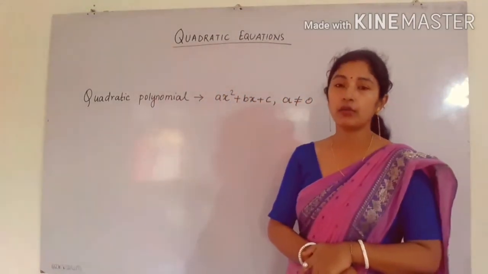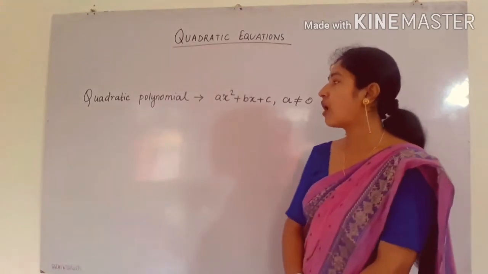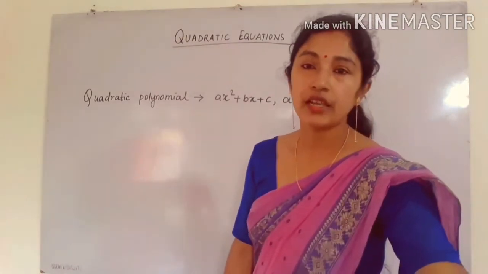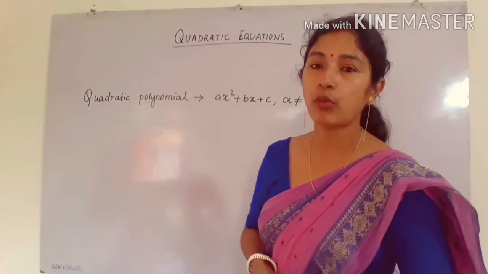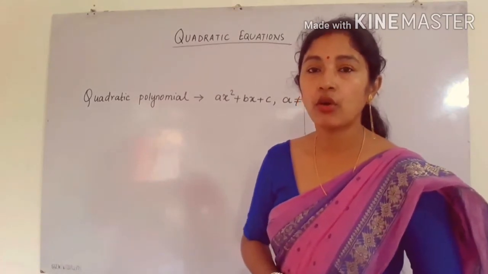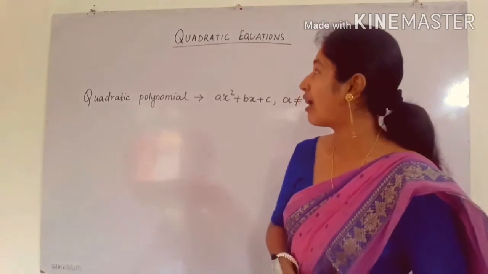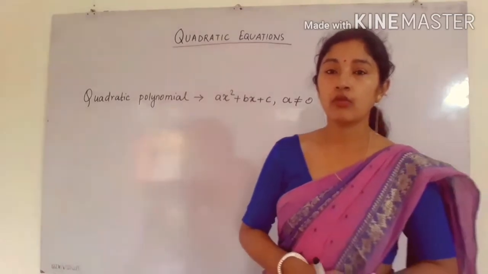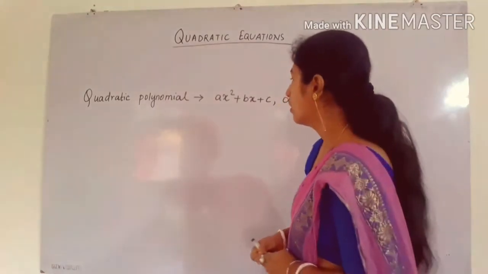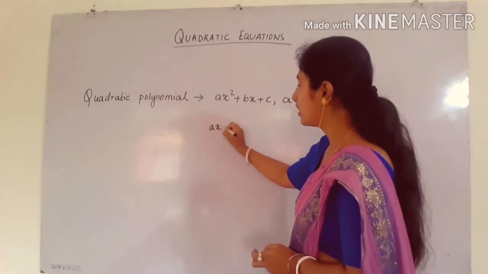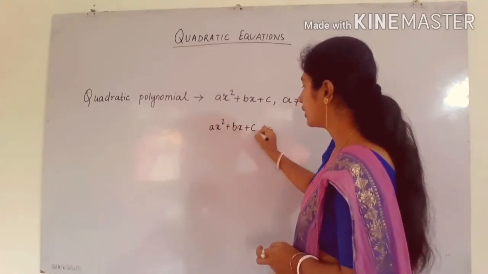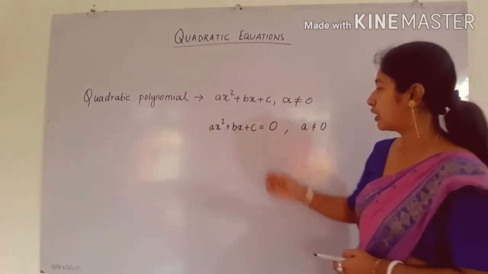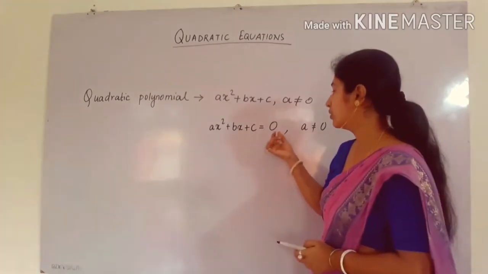Already we have studied quadratic polynomial, and we also know how to find the solution of a quadratic polynomial. So we can easily find the solution or zeros of a quadratic polynomial by using factorization method or middle term splitting method. So now in this chapter we are going to study about quadratic equation. So in quadratic equation we have to write quadratic polynomial and we have to equate it equal to 0. So already you know what is the meaning of equation. We have to equate that polynomial to 0.